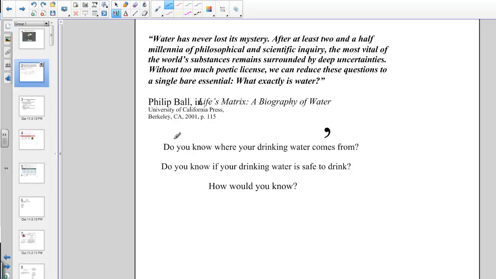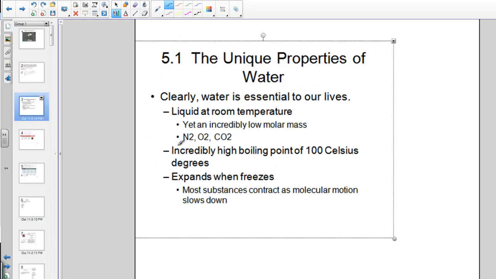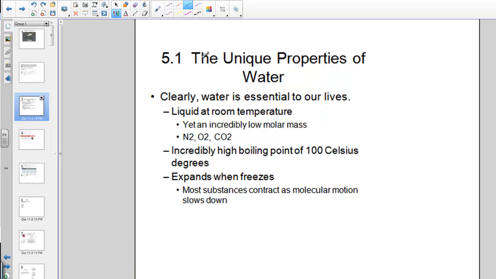So, things that we'll consider in this particular chapter: do you know where your drinking water comes from? Do you know if your drinking water is safe to drink? And how do you know? These are very essential questions, and as our story begins with our water chapter, we talk about the unique properties of water. Clearly, water is essential to our lives. All living organisms are composed of water.